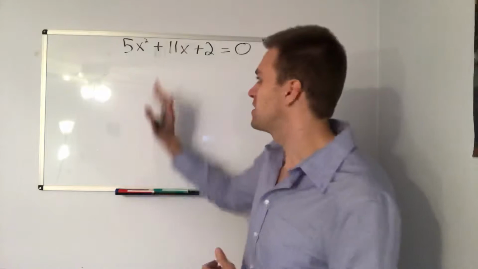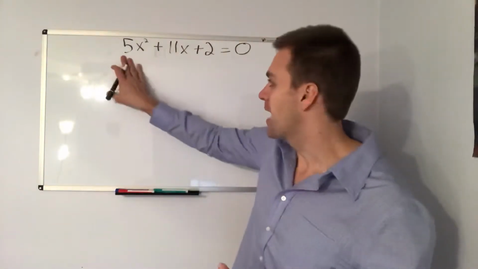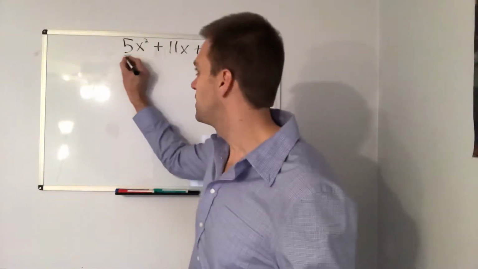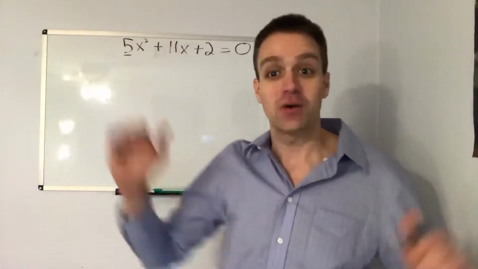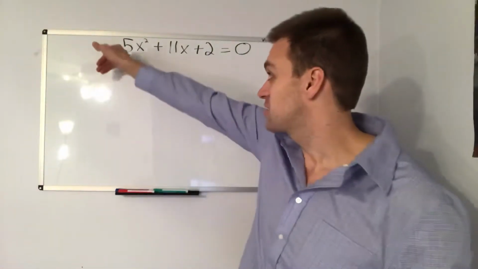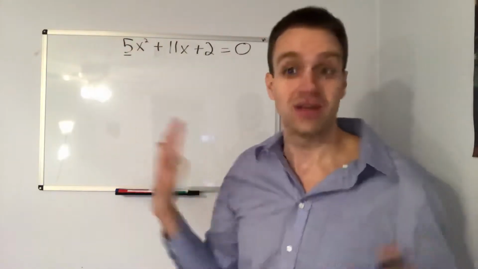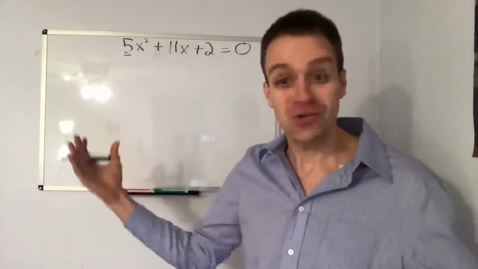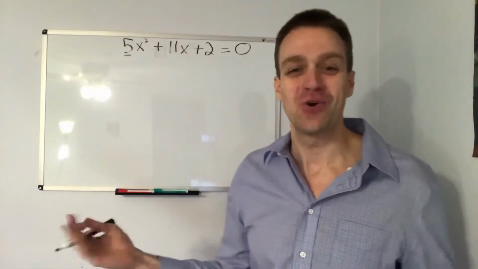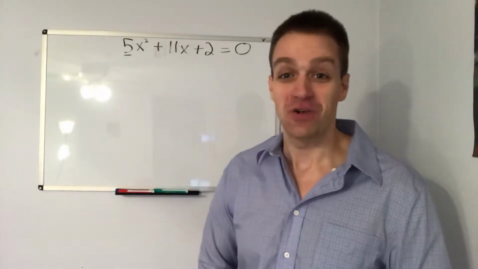But this method works really well when we have an a term that is not 1. And again, that's with the form ax squared plus bx plus c. That's just the number in front of the x squared. So you can think of it as a, or you can just think of the coefficient of the x squared term, or just the number in front of the x squared. There's no reason why you have to memorize all of these names.